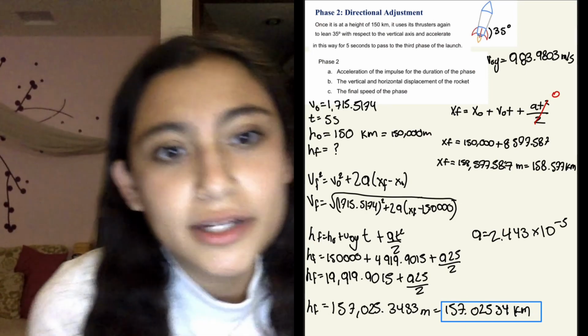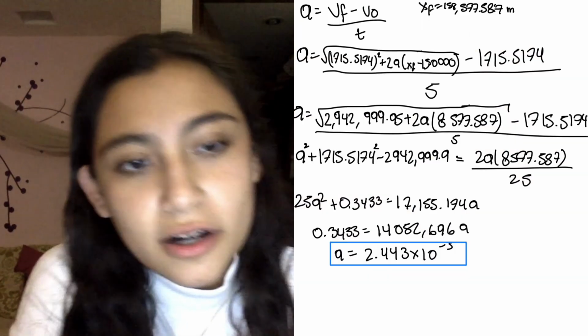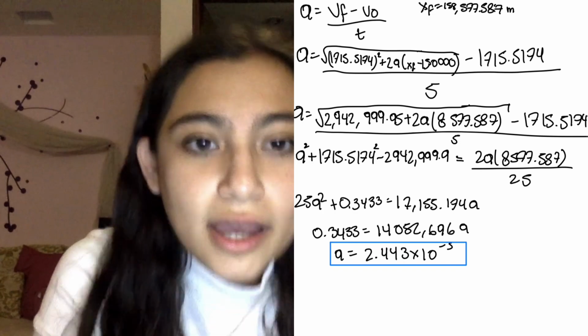Phase 2, directional adjustment. It's a parabolic throw, and we had to divide in y and x axis to get both the vertical and the horizontal displacement. And for the speed, we used this formula.